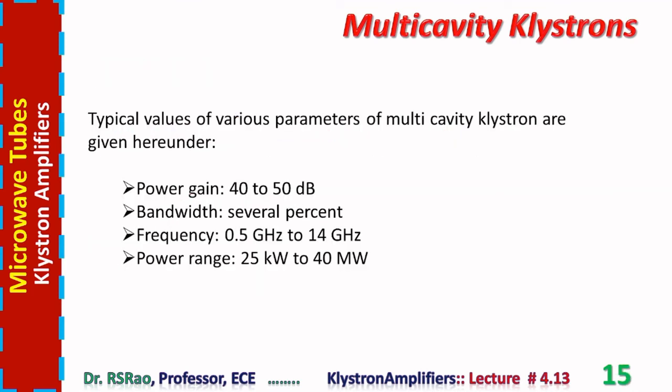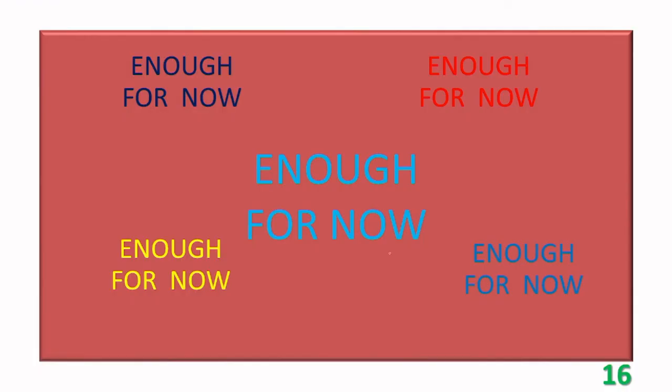Here are given typical values of various parameters pertaining to multi-cavity klystron amplifiers. One can achieve a power gain of 40 to 50 dB, a bandwidth of several percent. Already mentioned, 10 to 15% is quite common. Frequency range of operation is 0.5 GHz to 14 GHz. Power range is 25 kilowatt to 40 megawatt. These are the things which I have to share with you for right now.